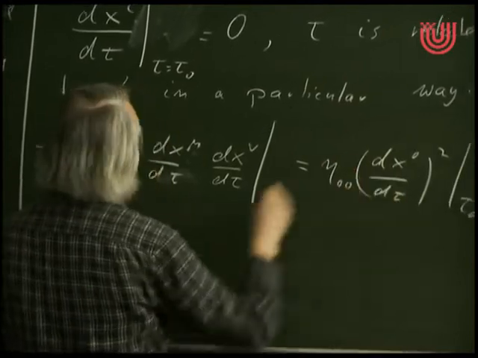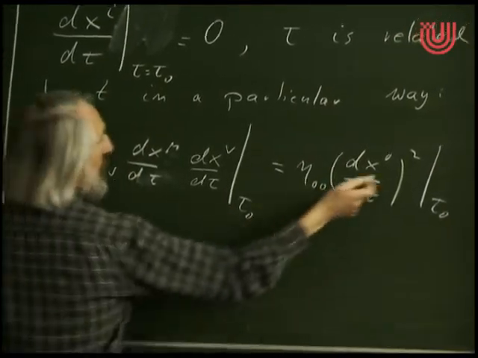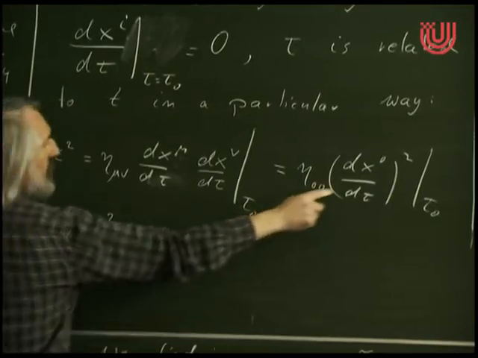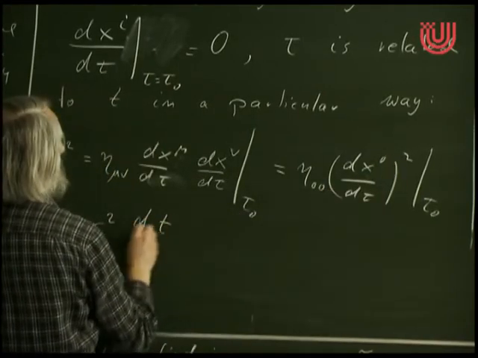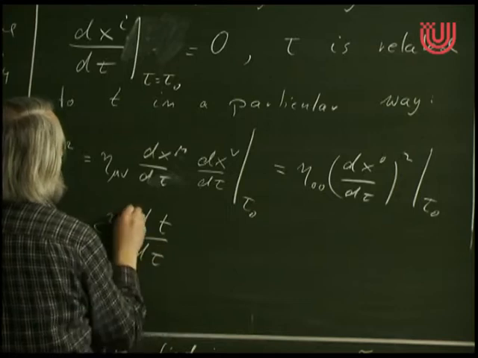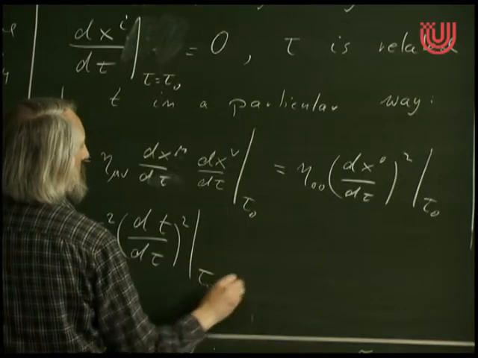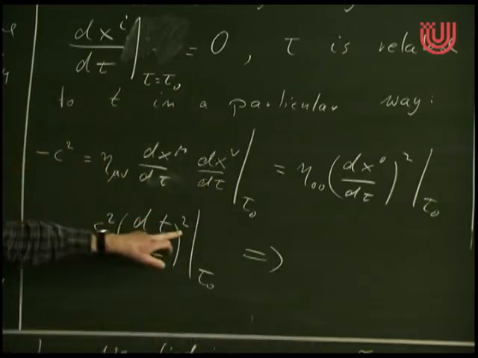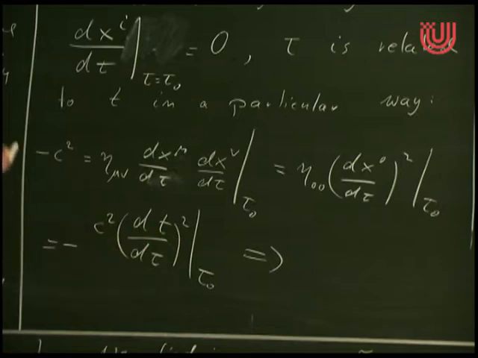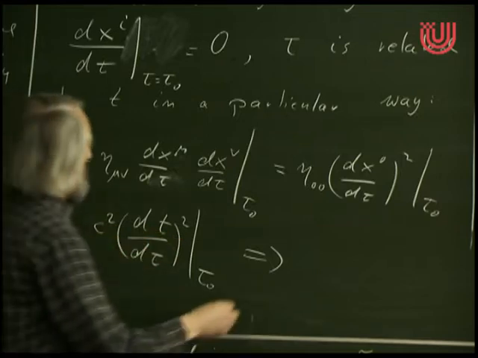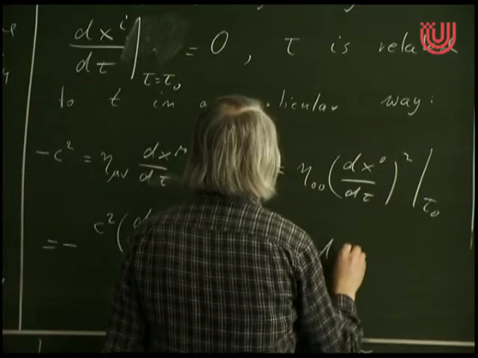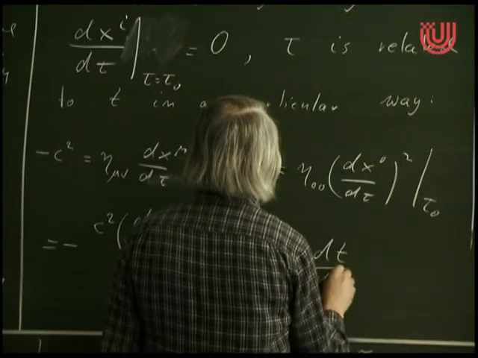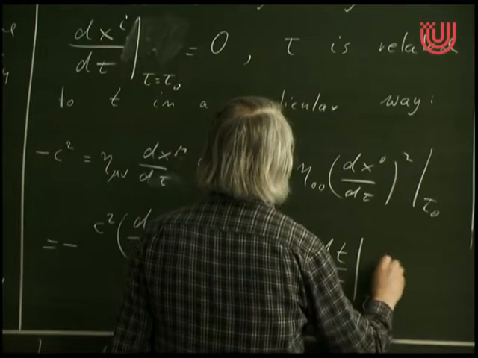And x naught is c times t. So this is c squared, if I take the square into account, and then I have dt by d tau squared at tau naught. If I divide both sides by minus c squared, I see that both things proceed in the same direction. So I have to take the positive square root: if tau is increasing, t is also increasing. So I have dt by d tau at tau naught is 1.